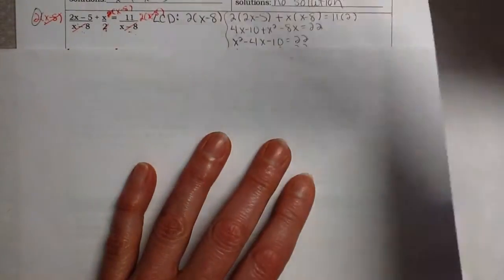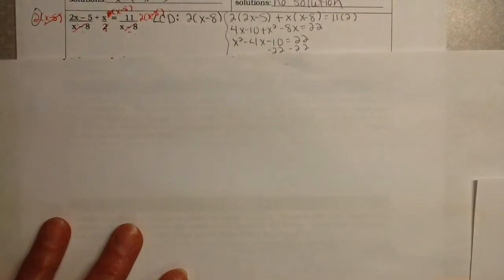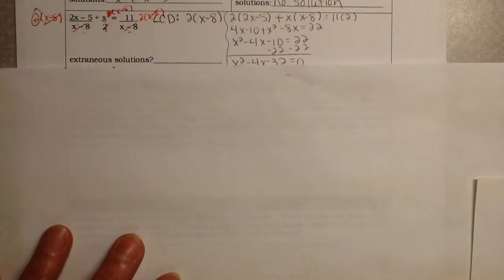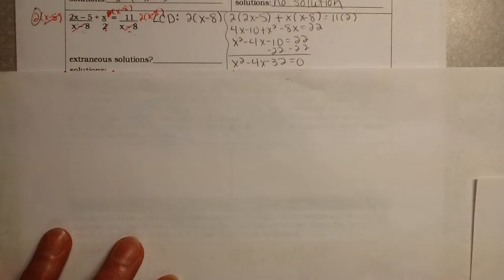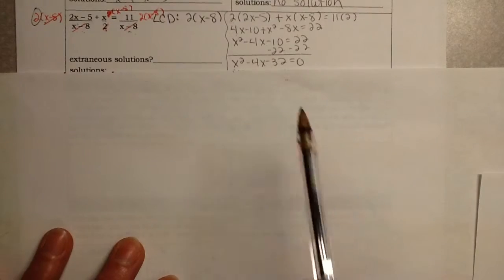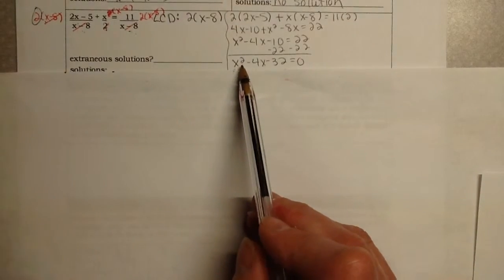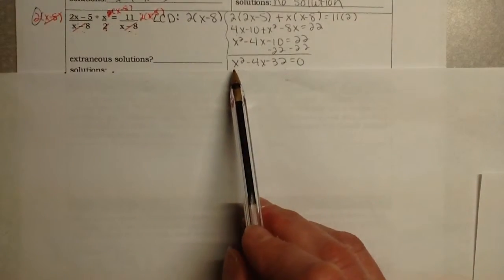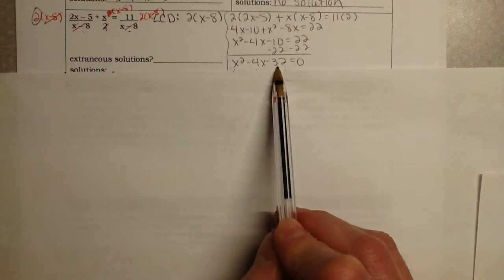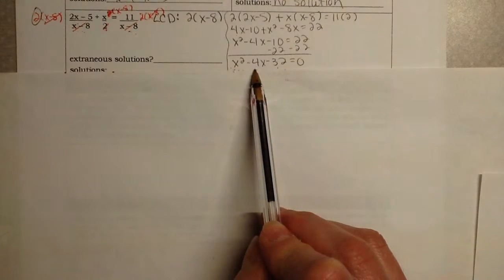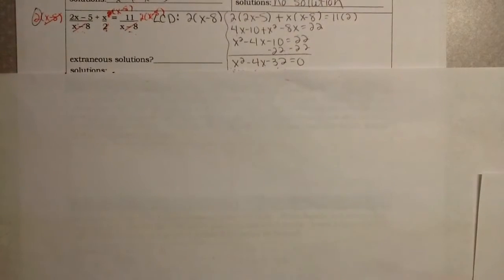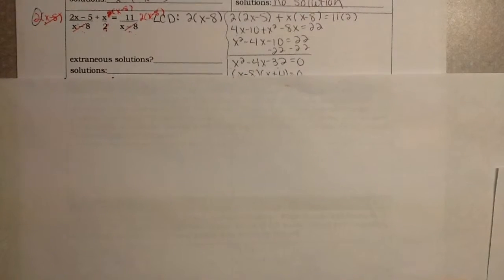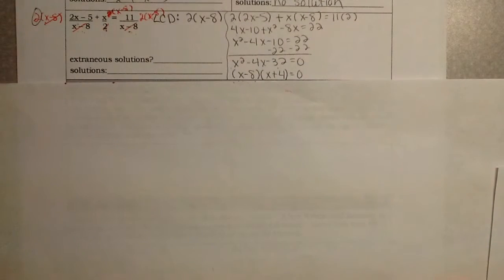And now we just need to set everything equal to 0. So we're going to move the 22 over to the other side. So subtracting 22, I end up with x squared minus 4x minus 32. Now we can factor this, or you can use the quadratic formula if you want to. We have factors of negative 32 that sum to negative 4. So that is going to be negative 8. So x minus 8 and x plus 4.